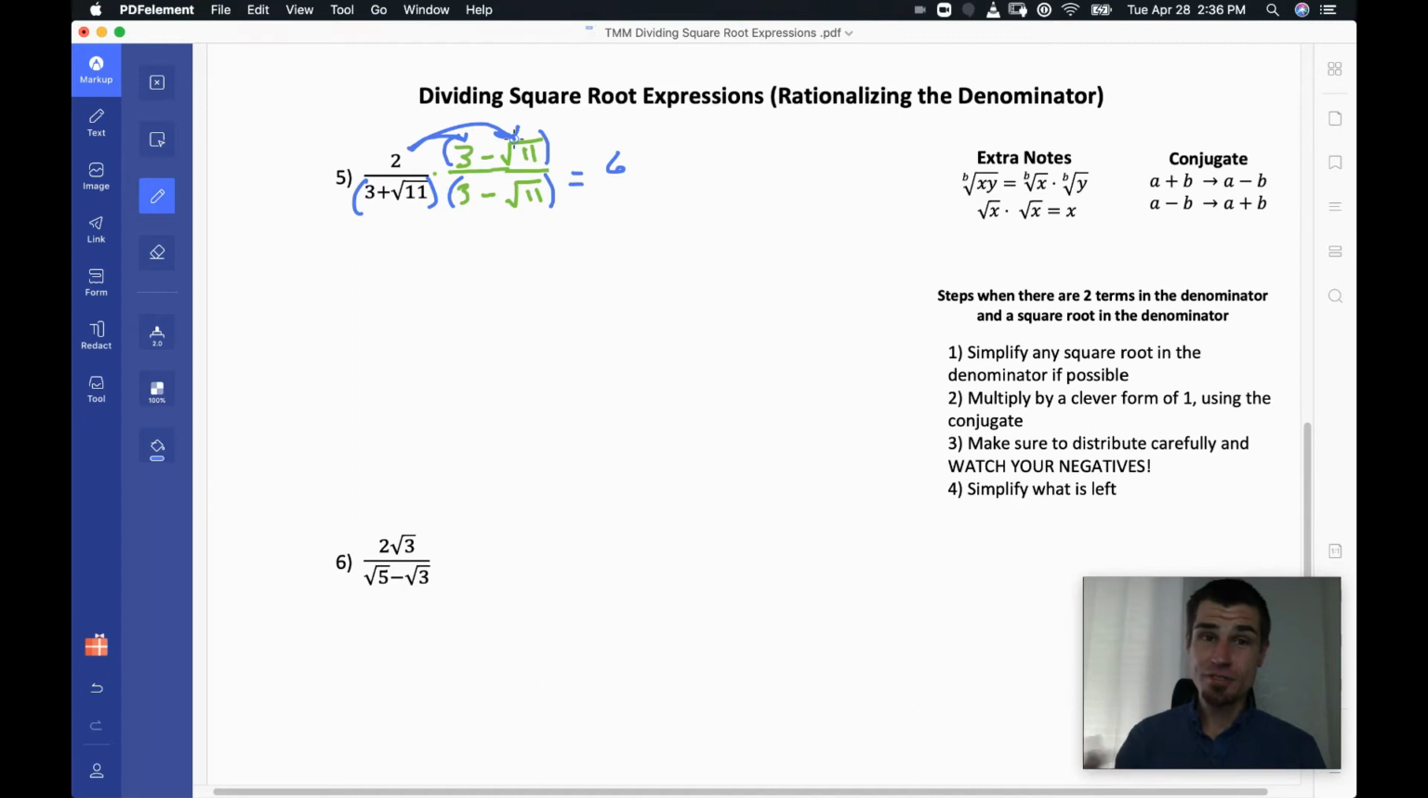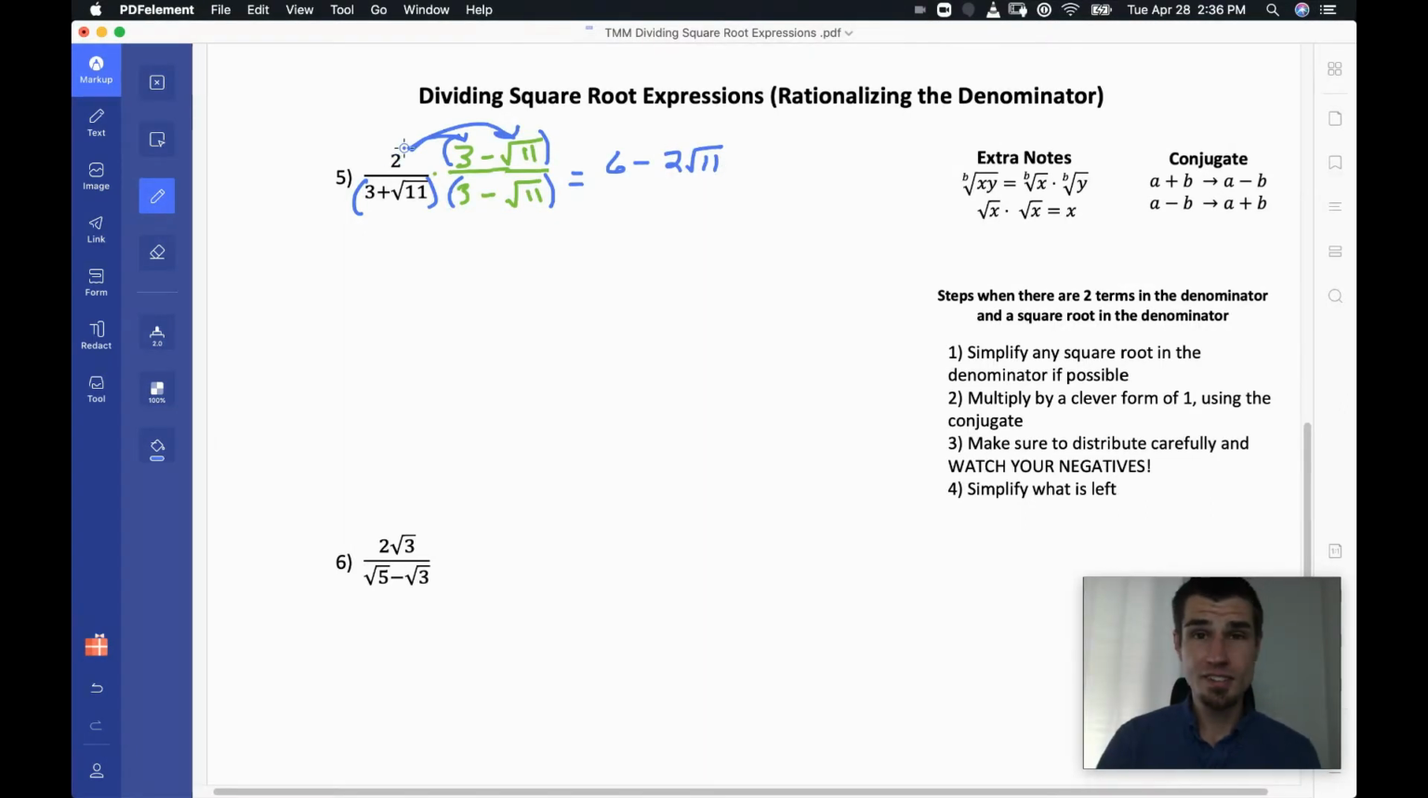One thing I like to do first before distributing to more terms is just check my sign. I've got a positive times a negative, so that's going to give me a negative. Please make sure you keep track of your negatives. Stuff can get messy here. Positive times a negative gives me a negative. And then 2 times square root of 11 is just 2 square root of 11.